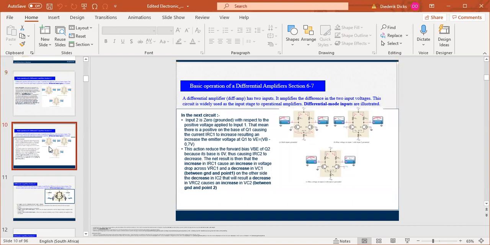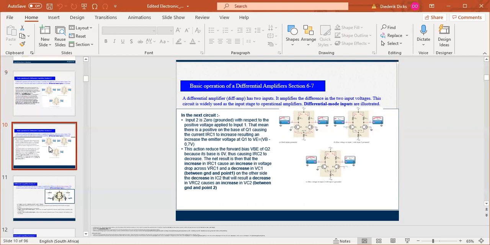Let's look now at figure B. Input 2 is 0, or grounded, with respect to the positive voltage applied to input 1. That means there's a positive voltage on the base of Q1, causing the current IRC1 to increase, resulting in an increase in the emitter voltage at Q1, where VE is equal to VB minus 0.7. This action reduces the forward bias VBE of Q2, because its base is equal to 0 volts, thus causing IRC2 to decrease.